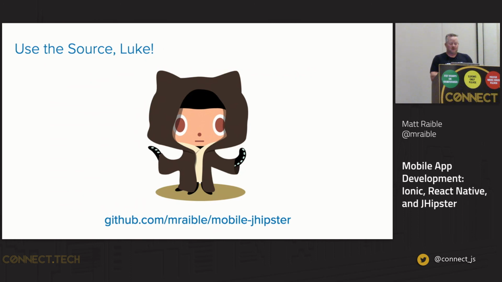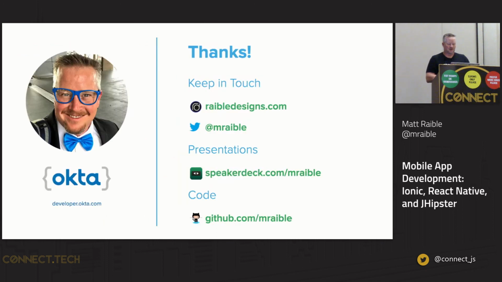All of the source is on GitHub in my mobile JHipster repo, and I'll keep updating that every few months, and when all these bugs are fixed, I'll fix those as well. I think if you view source on that demo.adoc, it actually has links to the GitHub issues I logged.